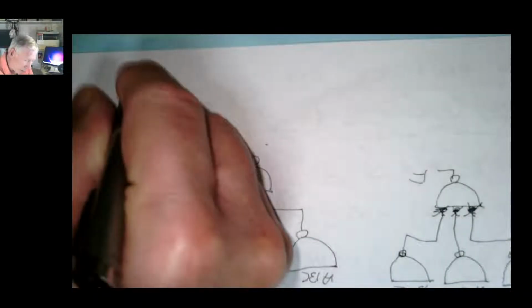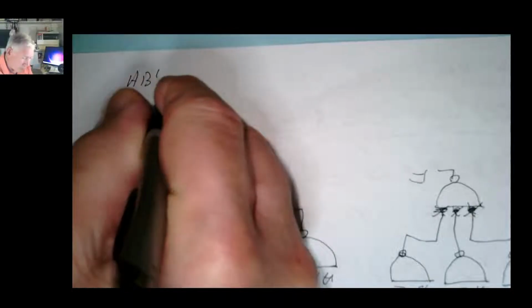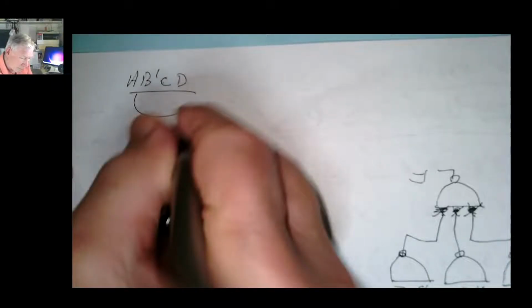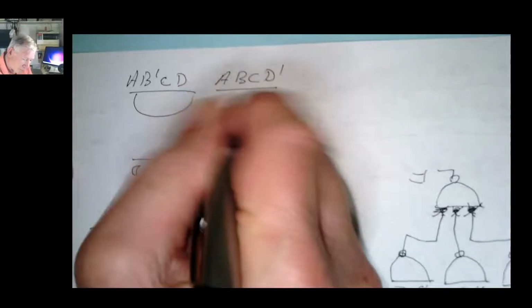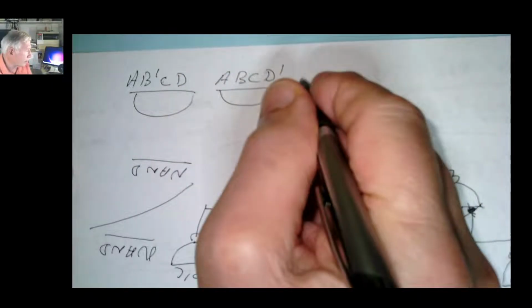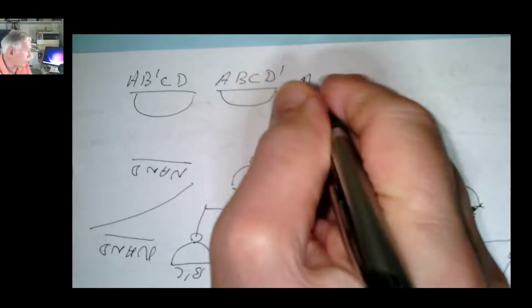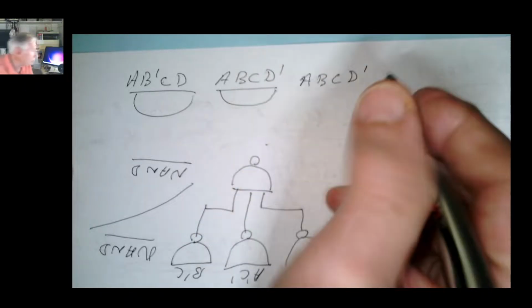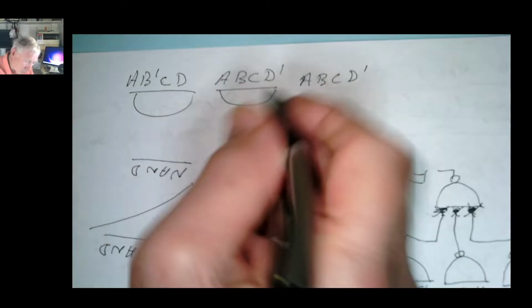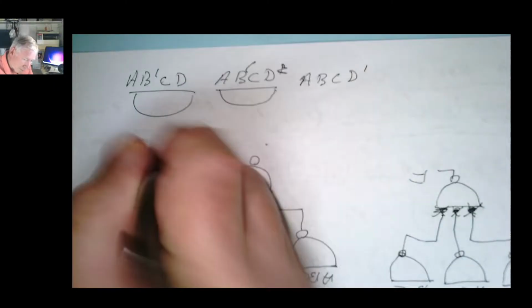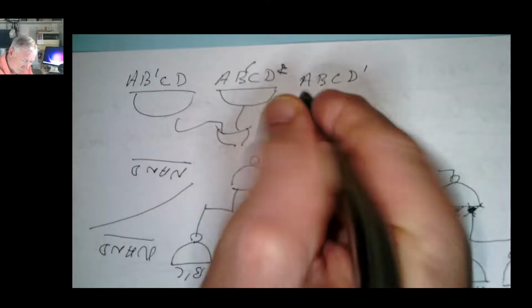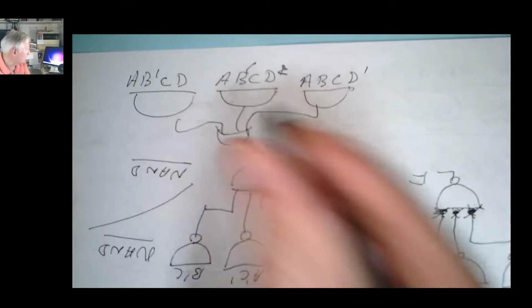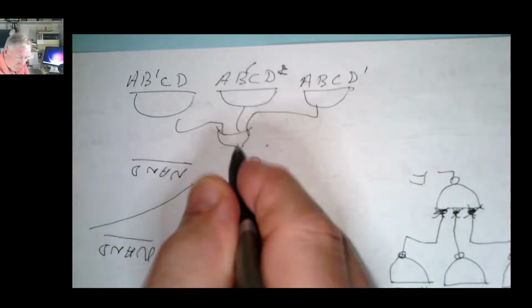So our original was A, B prime, C, D, A, B, C, D prime, and A, B, C, D prime. Oh, no, this is B prime. Sorry, this is B prime. And then we had one output OR gate. Okay, and then this is F coming out here.